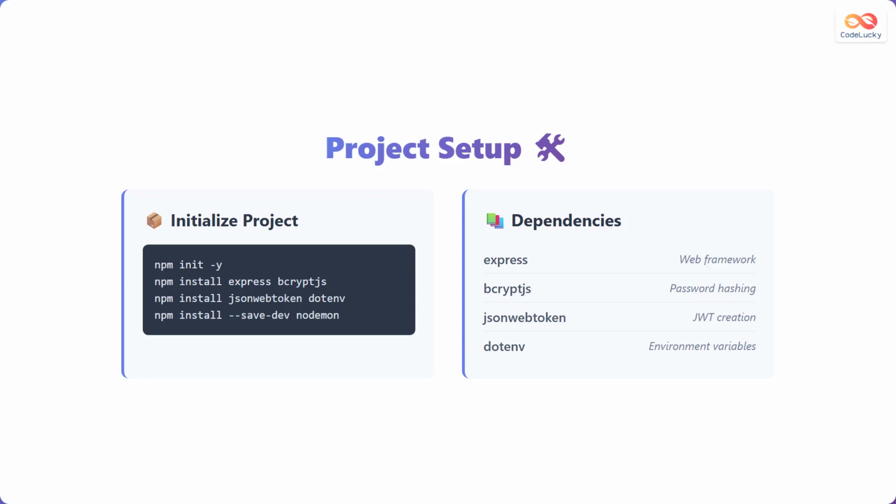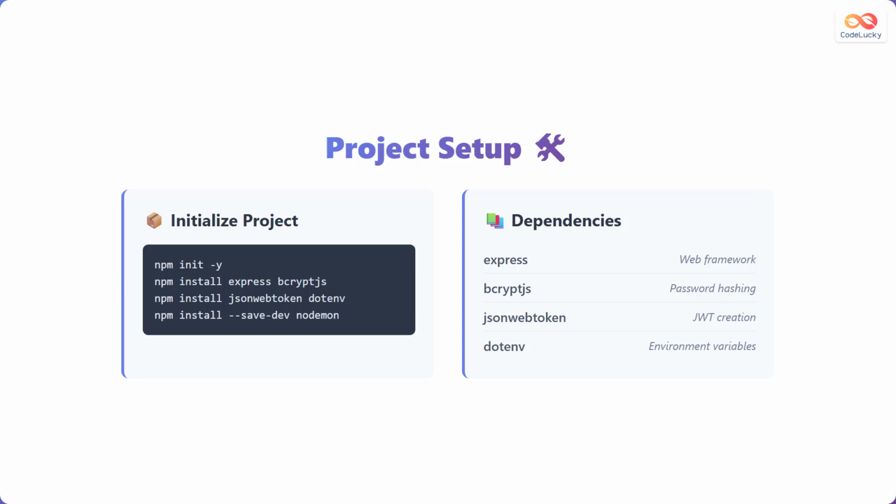Express will serve as our web framework, bcryptjs will be used for password hashing, JSON Web Token will be used for JSON Web Token creation, and dotenv will be used to manage environment variables. Additionally, install nodemon as a development dependency using npm install --save-dev nodemon.